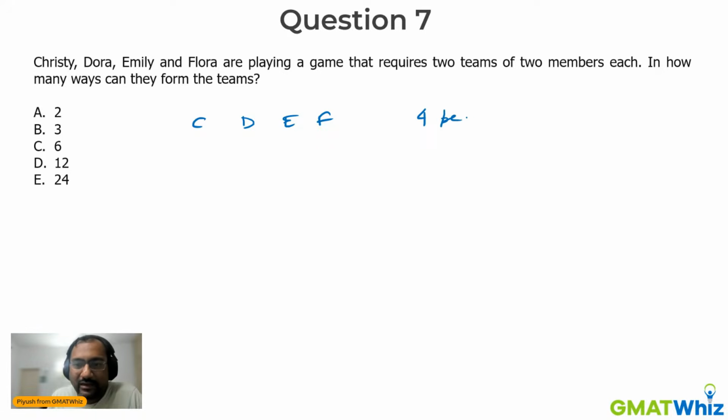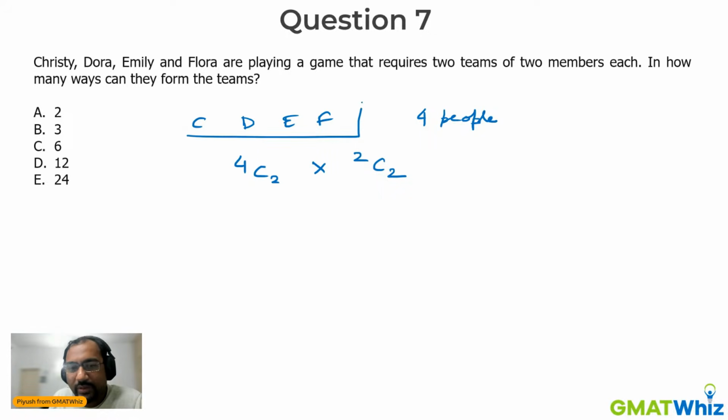I have to pick 2 people for the first team. So I can do the selection in 4C2 ways. And then I need to do the selection for the remaining 2 people in 2C2 ways, basically. So I am then this way forming 2 teams. But the problem is happening here. The problem that is happening here is that I am selecting from the same group of people 2 times, technically.